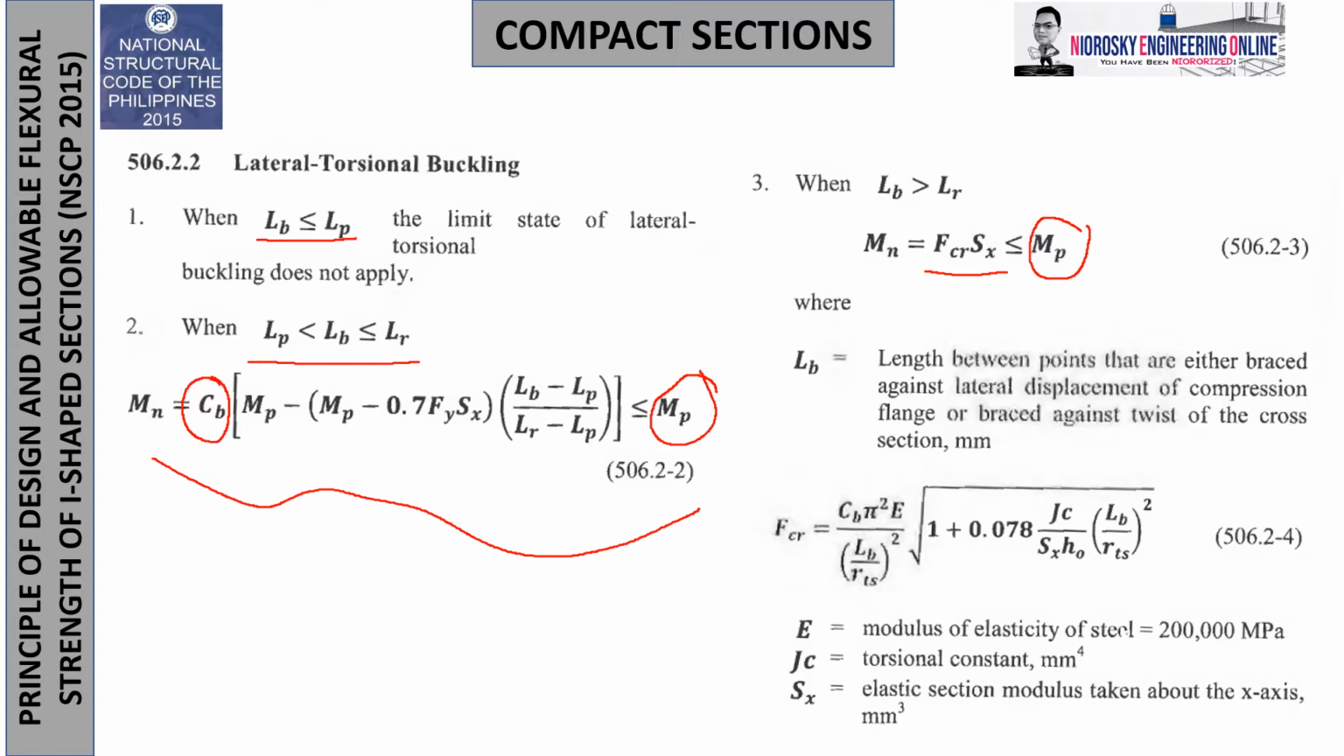Ngayon, how do we compute? Ang L sub B is the brace length. Diniscuss ko na kanina: the length between points that are braced against lateral displacement of the compression flange or braced against twist of the cross-sectional area. And to get the critical stress, you have to compute this. So, yung value na r sub ts, nasa table din naman. So, you can now use that. Yung J, nasa table. H sub o, nasa table. S sub X, nasa table. So, yung C, mayroon code tayo dyan. Tsaka yung E, constant tayo sa 200 gigapascal.